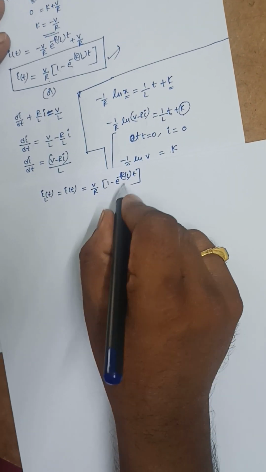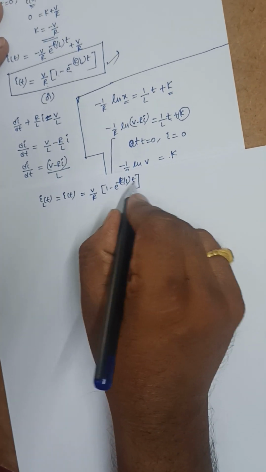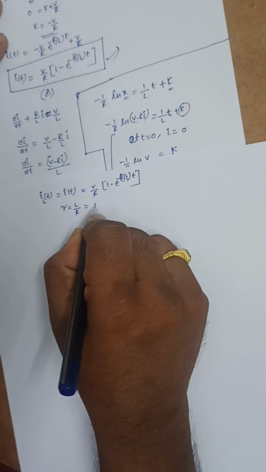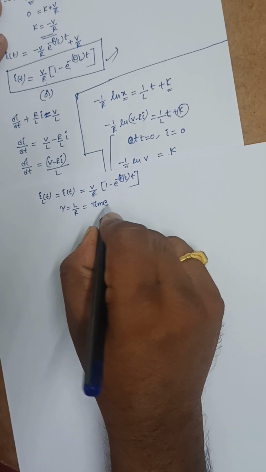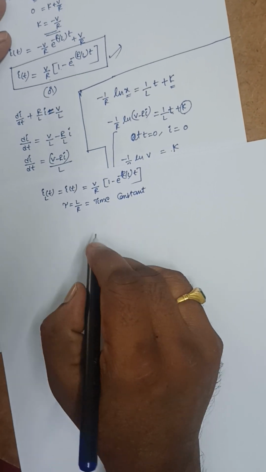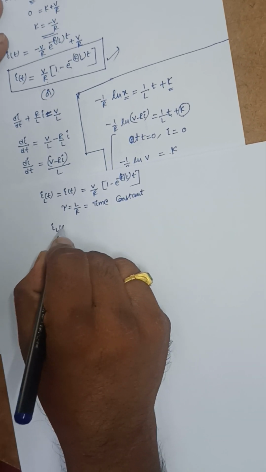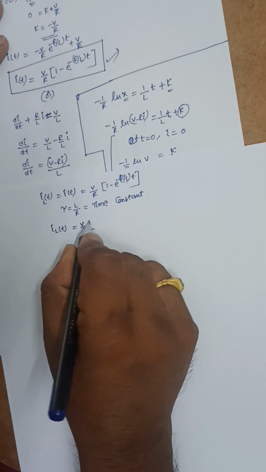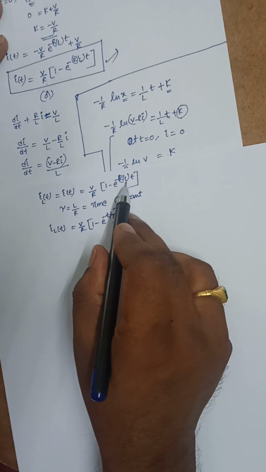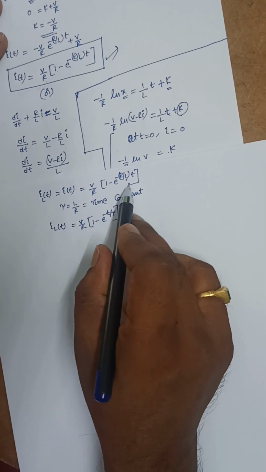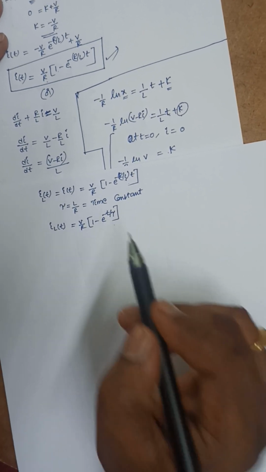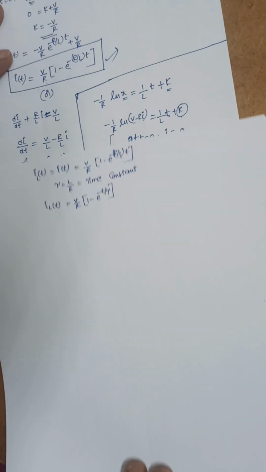This R by L can be written by taking tau equal to L by R, where tau is the time constant. I am introducing this time constant here. The time constant for an RL circuit is L by R. And this current IL of t is equal to V by R into 1 minus e power minus t by tau. If I write 1 divided by L by R, L by R is nothing but tau. So I can write this expression like this.